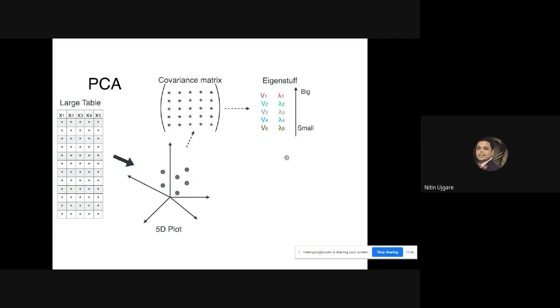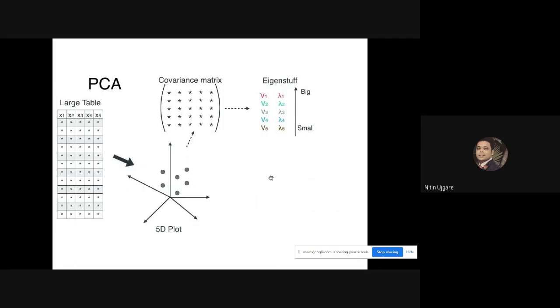Now, after calculating the 5 eigenvectors and their corresponding magnitude values, we arrange these eigenvectors and their magnitude values in decreasing order. The first eigenvector has the highest value, then the second eigenvector, then the third, then the fourth and fifth. So from largest to smallest, we have arranged these eigenvectors and their magnitude values.